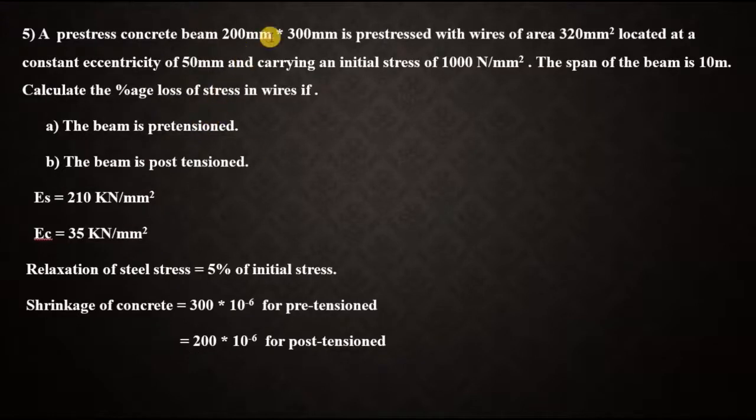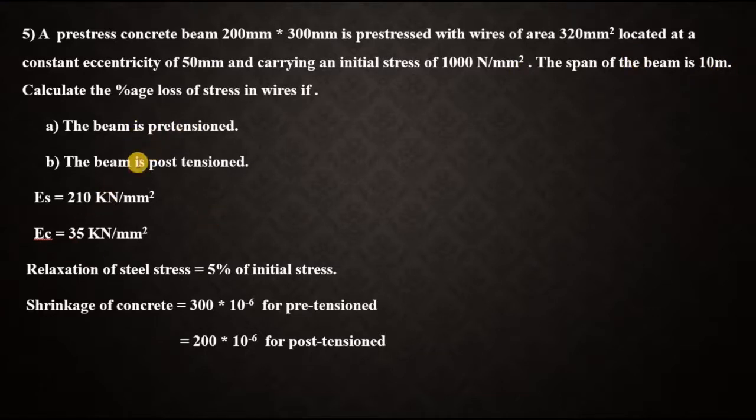First of all, the first information is about the cross section of the rectangle, that is 200 mm by 300 mm. Area of the wires is 320 mm square. Eccentricity, small e, is 50 mm. Initial stress is 1000 Newton per mm square. Length of the beam is 10 meter.